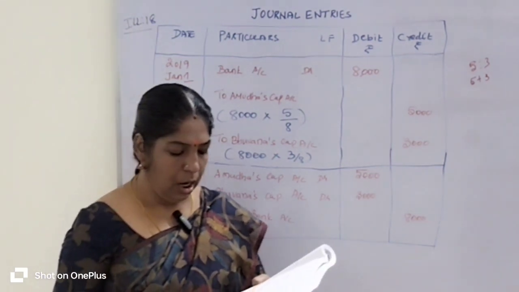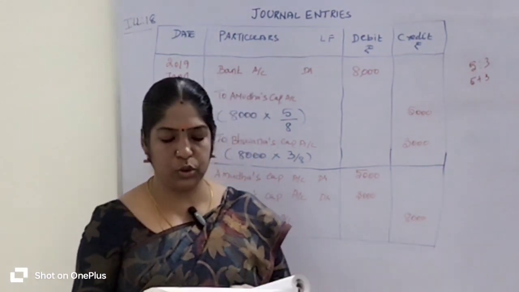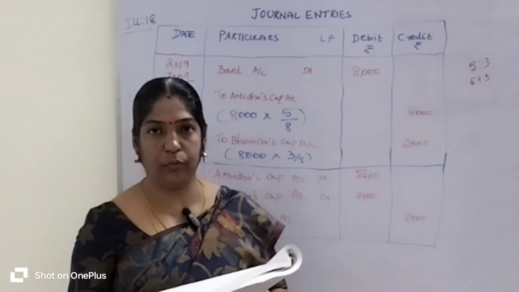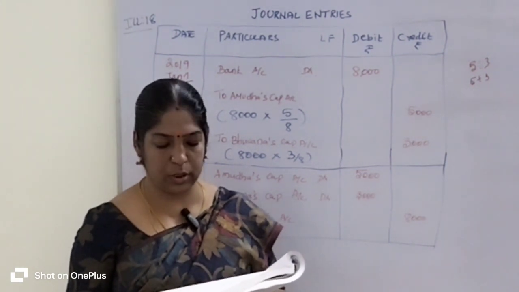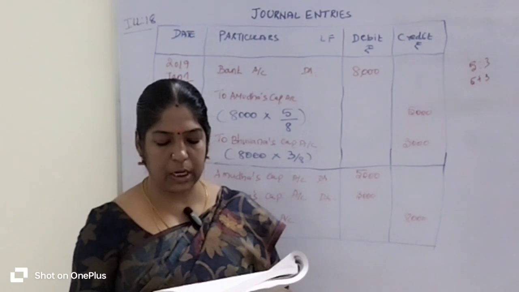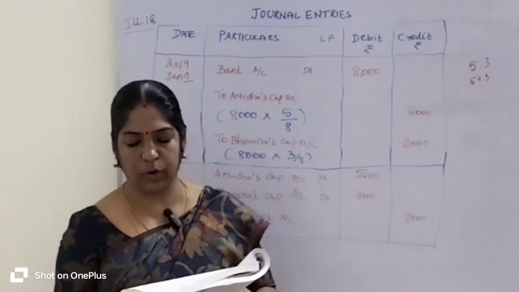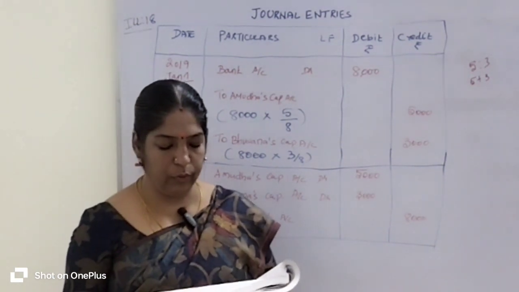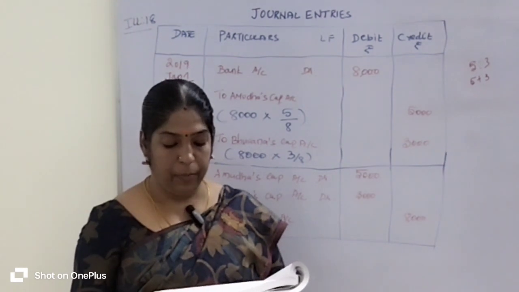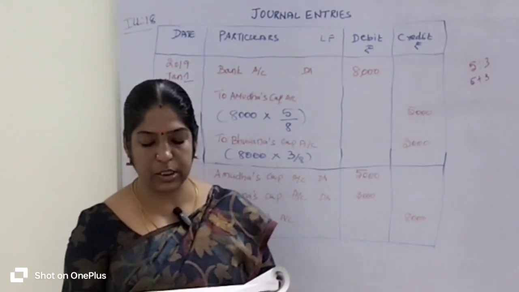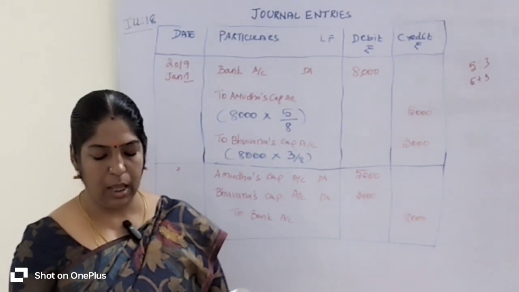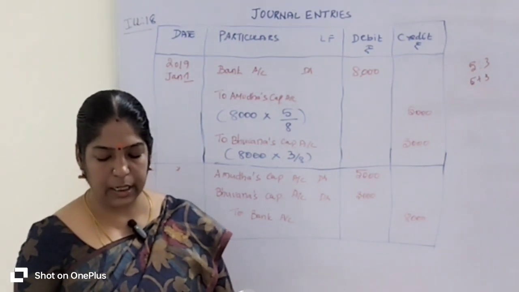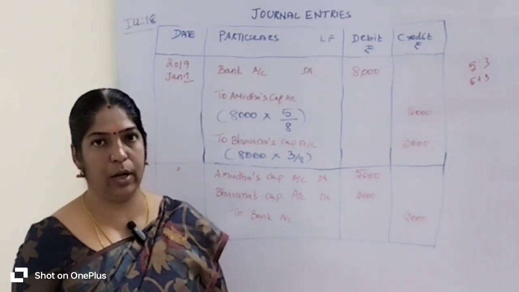Let's read the question. Amuda and Bhuvana are partners who share profits and losses in the ratio of 5:3. Chitra joins the firm on 1st January 2019 for a 3/8 share of profits and brings in cash for her share of goodwill of ₹8,000. Pass the necessary journal entries for adjusting goodwill on the assumption that the fluctuating capital method is followed and the partners withdraw the entire amount of their share of goodwill.